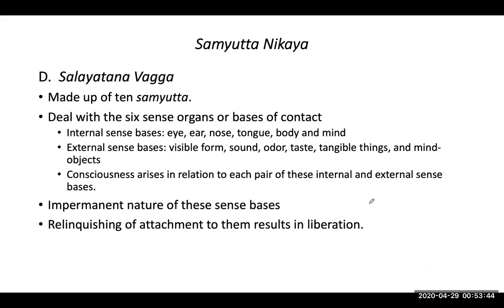Okay, let's move to the next, the fourth vagga, Salayatana Vagga. This division is made up of 10 samyuttas. It deals mainly with the six sense organs or bases of contact, named internal sense bases, and the six corresponding sense objects known as external sense bases. The internal sense bases are eye, ear, nose, tongue, body and mind. And the external sense bases are visible form, sound, odor, taste, tangible things and mind object.